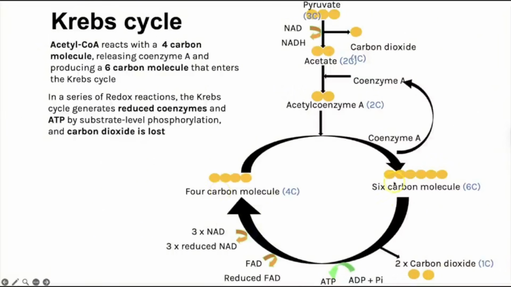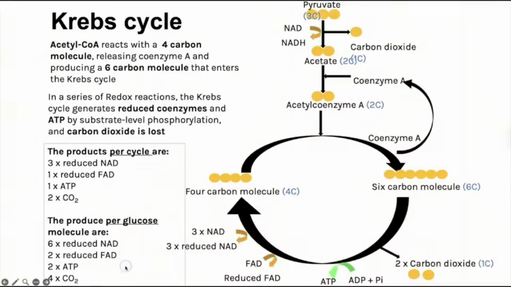You just need to know that when you go from that 6 carbon molecule back to the 4, there's a series of redox reactions. And the carbon compounds are being oxidized. The coenzyme NAD and FAD are being reduced. And we get 3 reduced NAD being made and 1 reduced FAD. Because we're going from a 6 carbon to a 4 carbon, we've also lost 2 carbons to create 2 molecules of carbon dioxide. And that whole stage also releases 1 molecule of ATP.